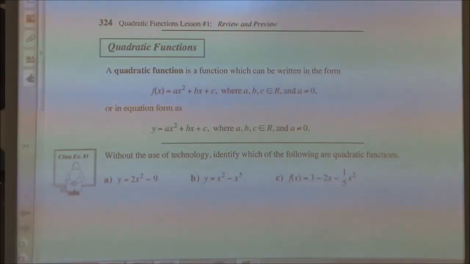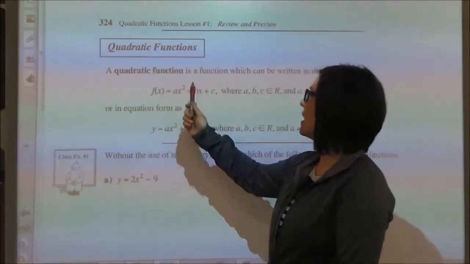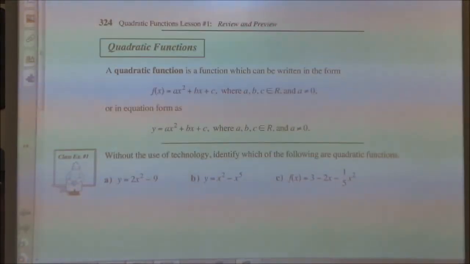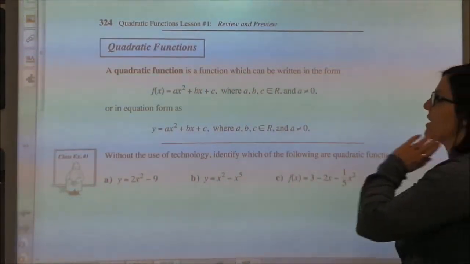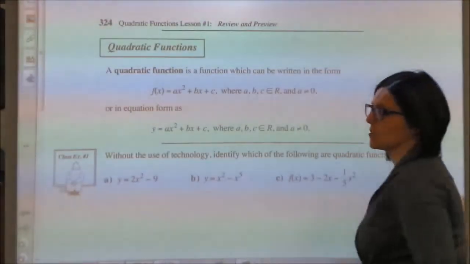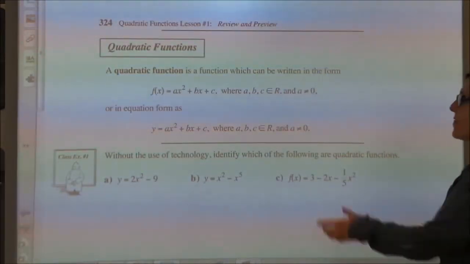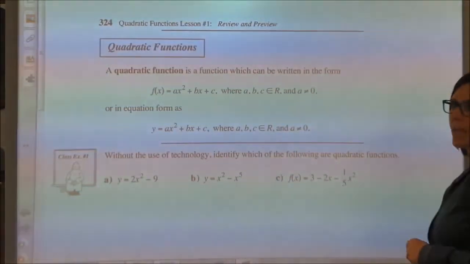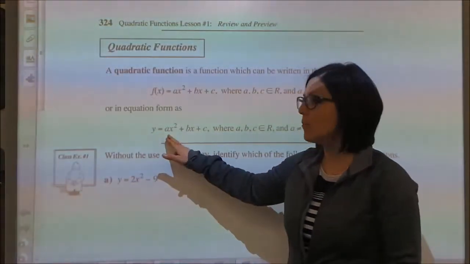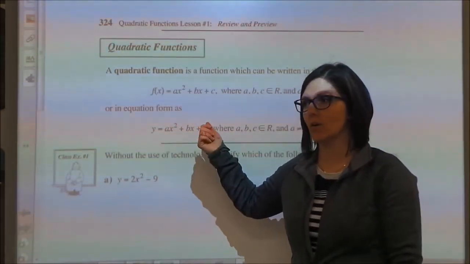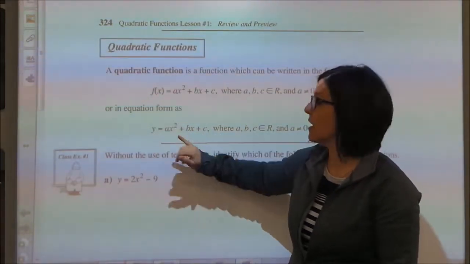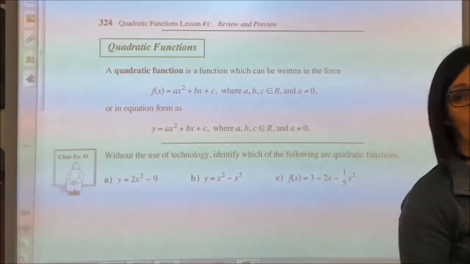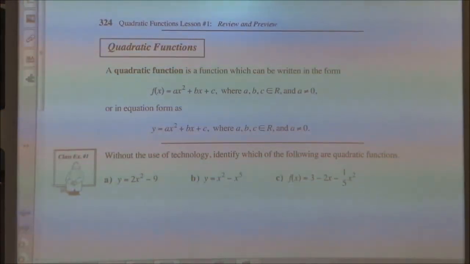So a quadratic function is a function that can be written in the form of f of x, which just means function, equals ax squared plus bx plus c, where a, b, and c are real numbers. Or as an equation where it goes y equals ax squared plus bx plus c. The only condition is that a can't be equal to 0. Because if a was 0, what's a times x squared? Or what's 0 times x squared? 0. So this would disappear, leaving me with bx plus c, which is not a quadratic. It has to have that x squared in it.